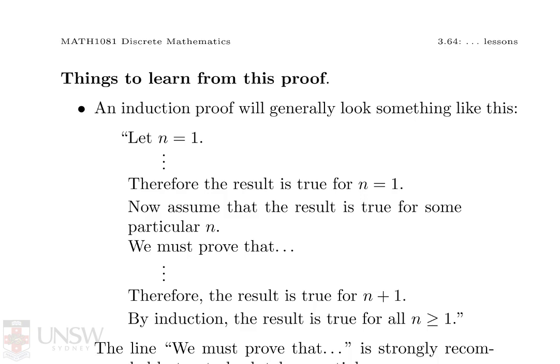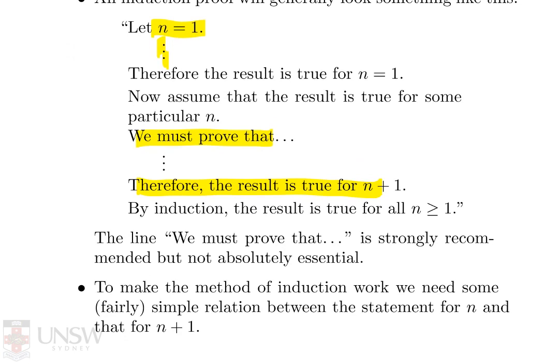Then after giving some argument, here, we conclude that the result is true for n equals 1. We'll then assume that the result is true for some particular n, or for some specific n, and we have to prove that the result is true for n plus 1. We go ahead and prove that, and we've done it. And by induction, the result is true for all n greater than or equal to 1.